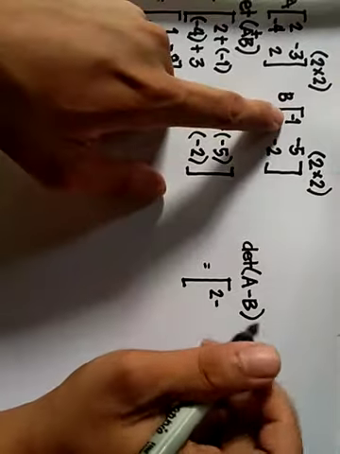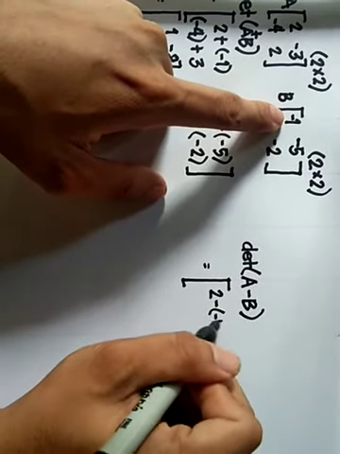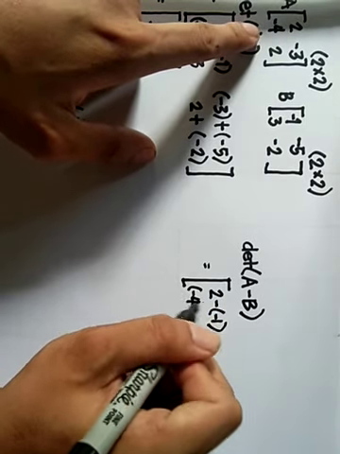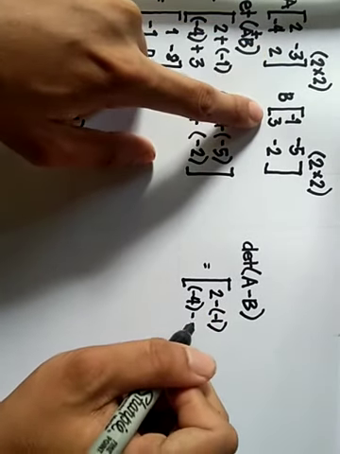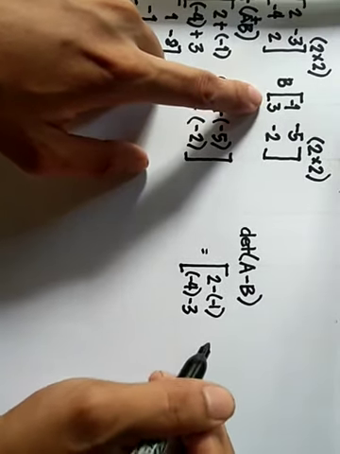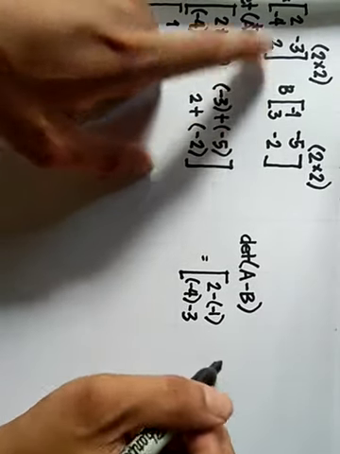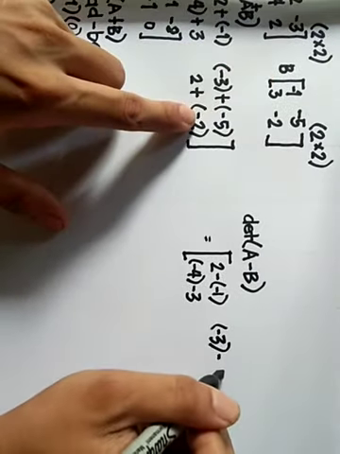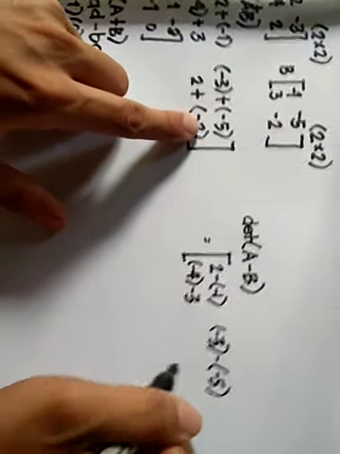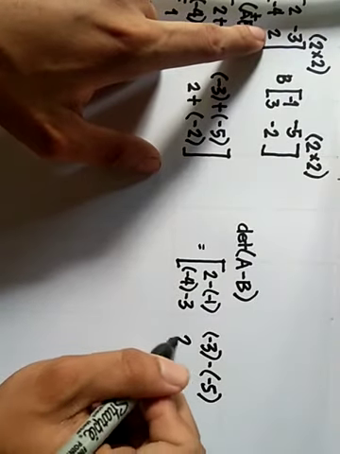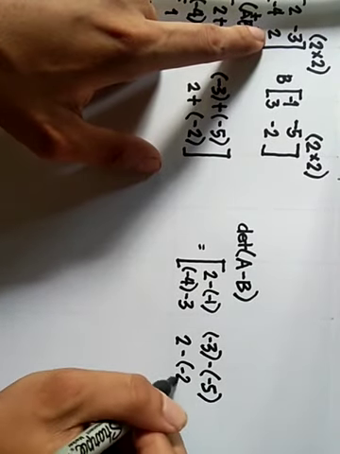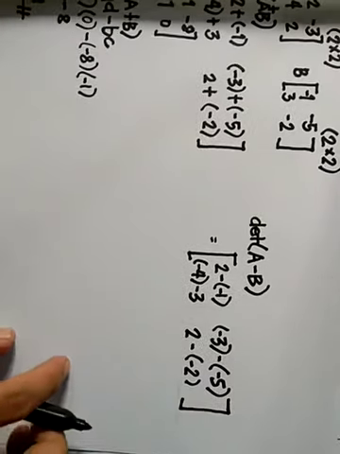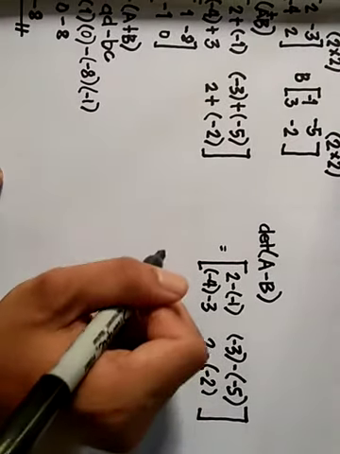2 minus yung ka-partner niya, which is negative 1. And then we have negative 4 minus 3, yun ang partner niya sa kabilang matrix. And then we have negative 3 minus negative 5. And also, we have 2 minus negative 2. Okay, pwede na natin i-solve ang kanyang difference.